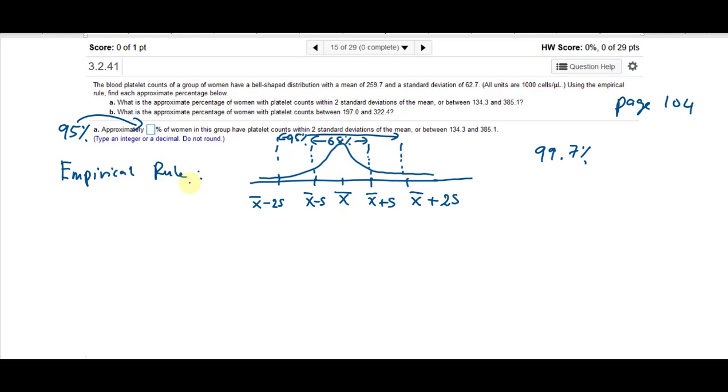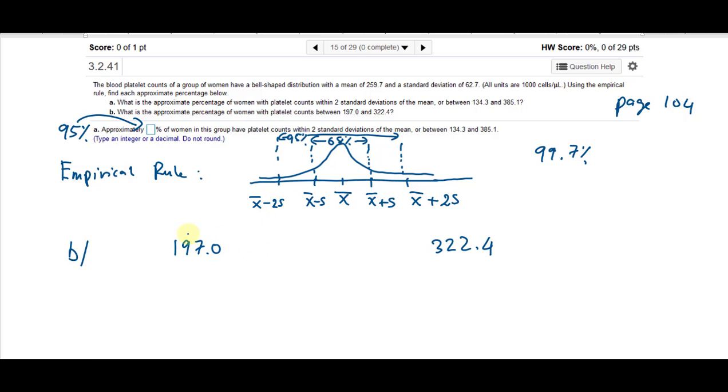And part B, what is the approximate percentage of women with the pulse counts between this point and this point? Okay, so we are given 2 values. This is the data point 197.0 and 322.4. Now, in order to see which region each point is inside, we would have to convert it back to the same unit that we have here.